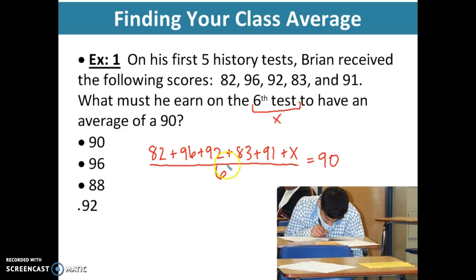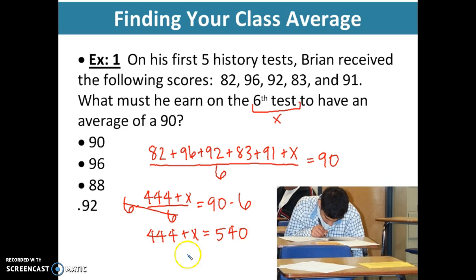To simplify, I add up all the 5 test scores from before, and we get 444. So now we have 444 plus x over 6 equals 90, and we just have an equation to solve. The first thing I need to do is get rid of this denominator 6. I'm going to multiply to move it to the other side. So we get 444 plus x equals, and then 90 times 6 is 540. Then we're just going to subtract 444 from both sides and get that x equals 96. So he needs to make a 96 in order to have an average of 90 for his tests.